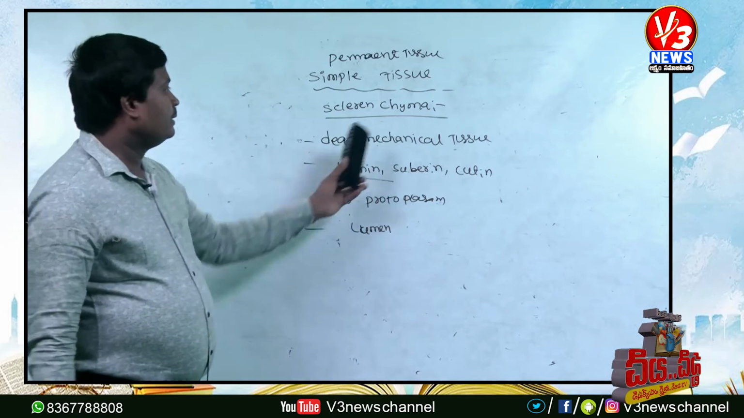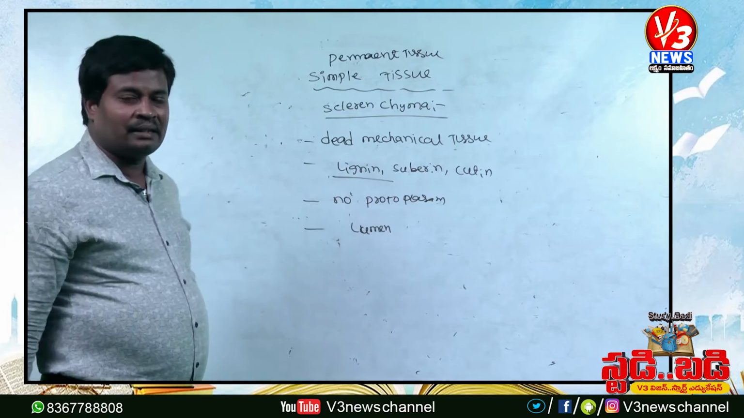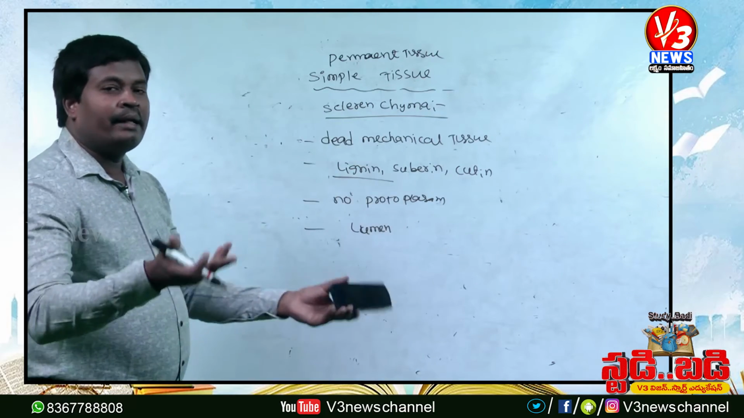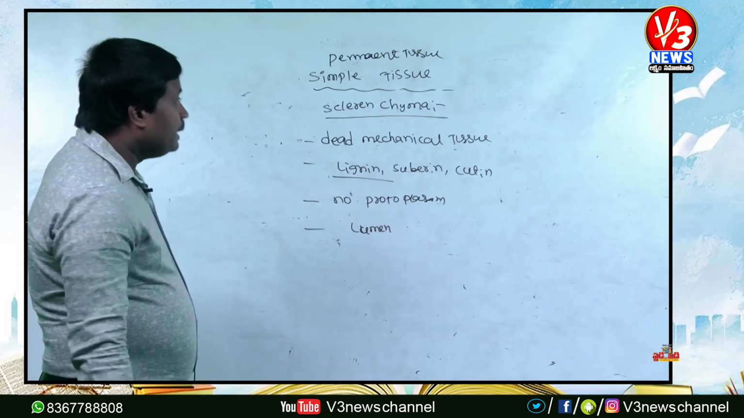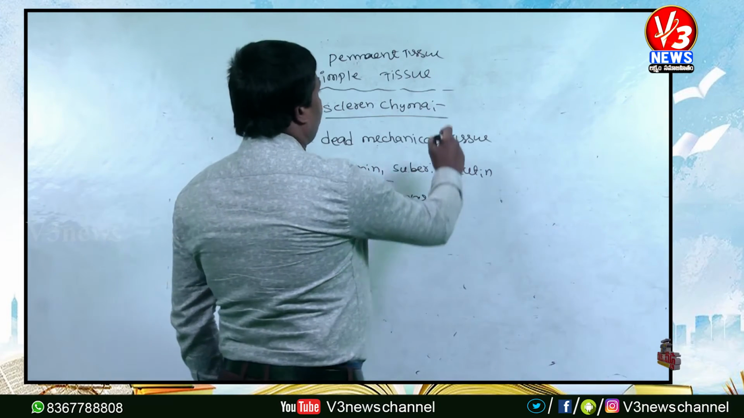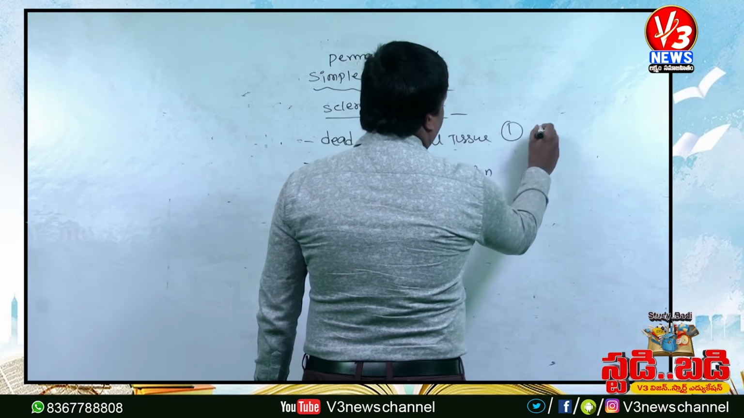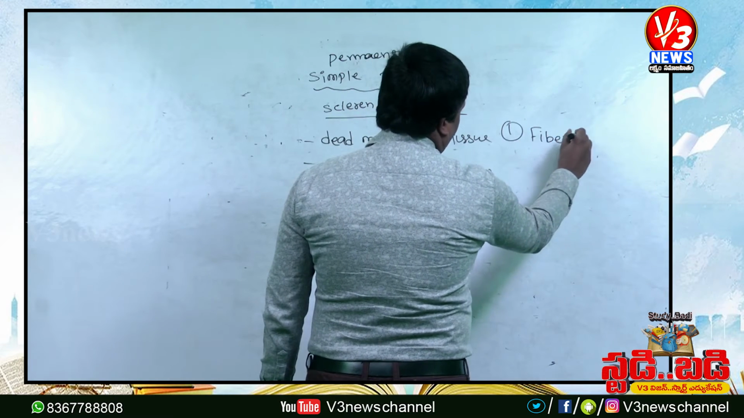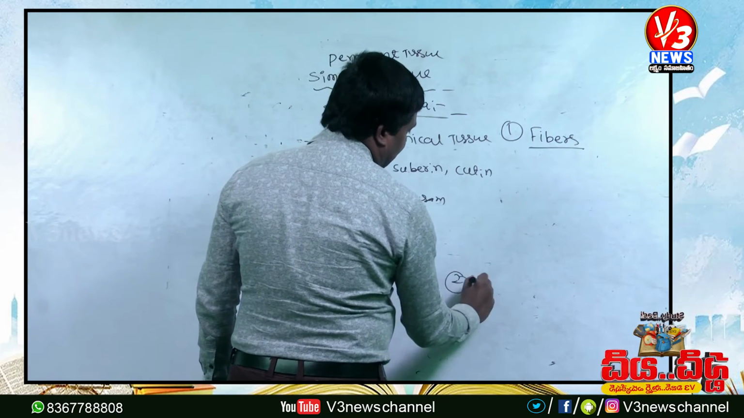Dead cells means, as I just said, no protoplasm. Without protoplasm, the whole inside of the cell is empty space. That empty space is called a lumen. In sclerenchyma, there are two types of cells. One is fibers. Another one is sclereids.